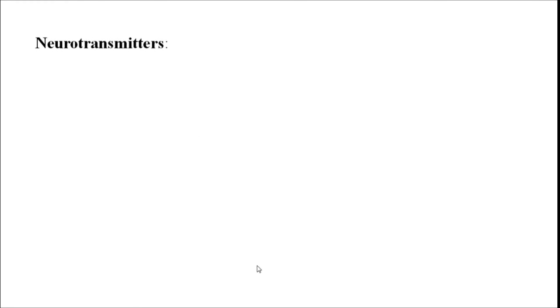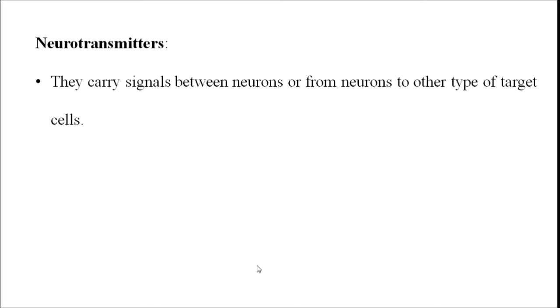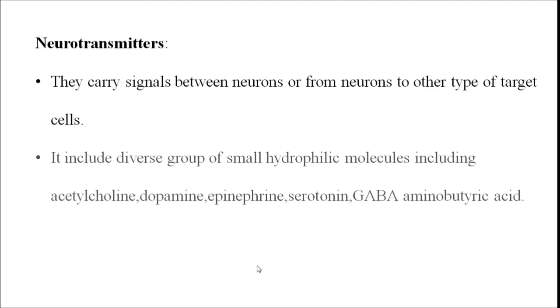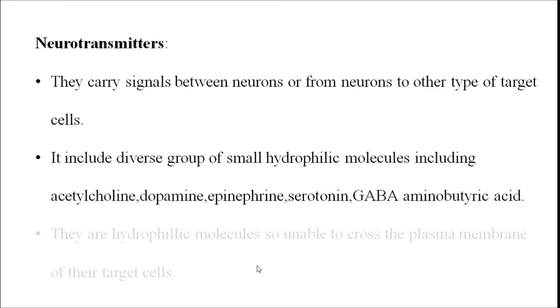The next signaling molecules are the neurotransmitters. Now these neurotransmitters carry signals between the neurons, or they may carry signals from neurons to other types of target cells. These neurotransmitters include a diverse group of small hydrophilic molecules. The main examples of neurotransmitters which act as signaling molecules are acetylcholine, dopamine, epinephrine, serotonin, and gamma aminobutyric acid.